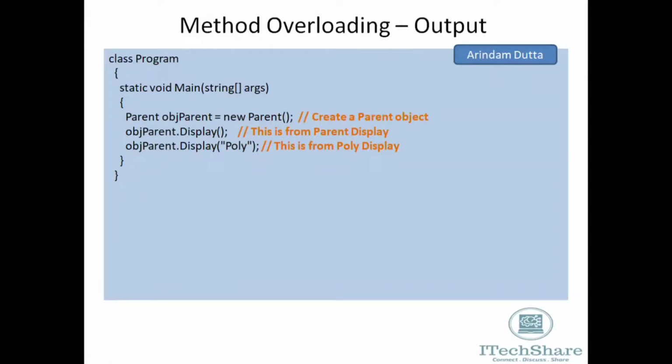And here is the outcome. You can see here that the first method will print "this is from parent display", right? Because we are not passing any parameters, so the main method is being called here. In the second, we are passing poly, and that's why after concatenation in this method, it will print "this is from poly display".